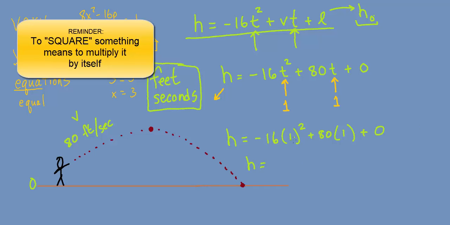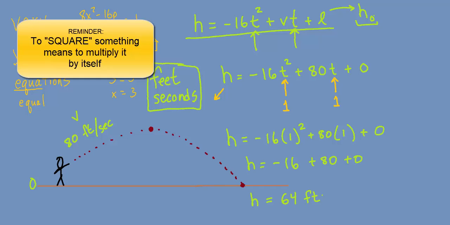1 squared is 1. Negative 16 times 1 is negative 16. 80 times 1 is 80 plus 0. Height equals negative 16 plus 80. That's 64 feet. After 1 second, the ball will be 64 feet in the air.